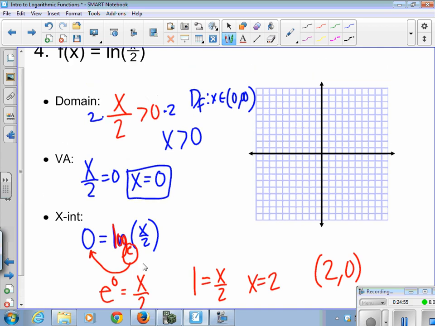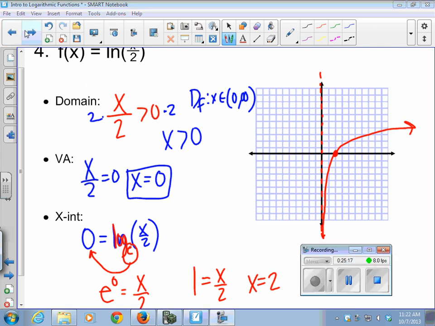And so I'm going to put all of this stuff on my graph. So right here at x equals 0, there's an asymptote. At 2, 0, there's my intercept. And then this graph isn't flipped or anything, so it's just going to look like a normal graph and have that same basic shape. And that is it.